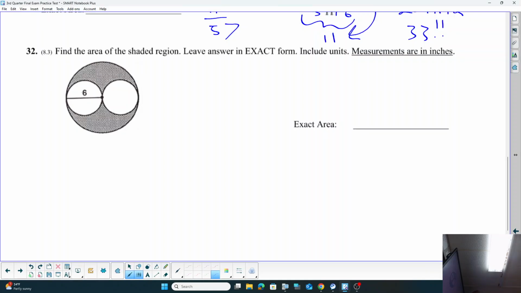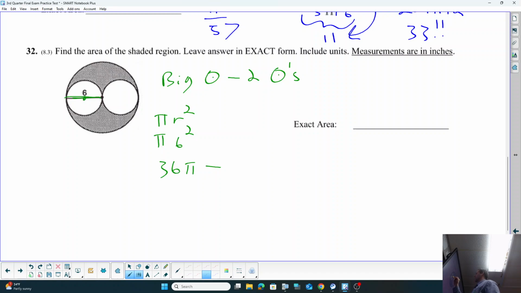Find the area of the shaded region. So we're going to do the big circle minus the 2 small circles. The big circle is pi r squared, so pi times 6 squared, which is 36 pi, minus the small circle. The small circle has a radius of 3, so that's minus pi 3 squared minus pi 3 squared, which is 9 pi minus 9 pi. So big circle minus the 2 small circles.